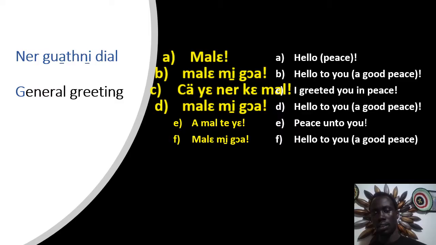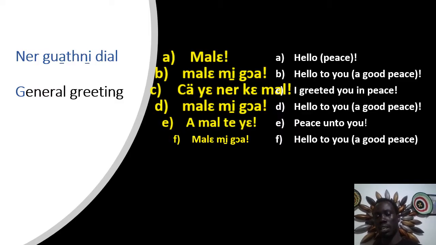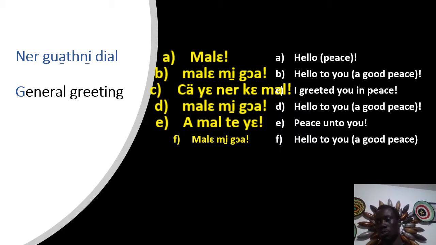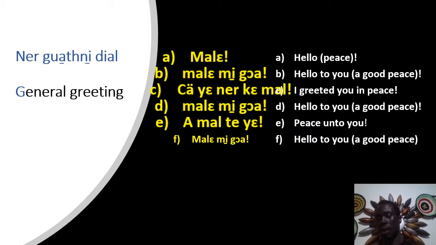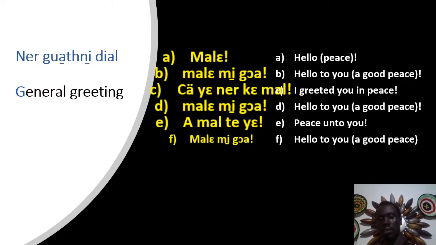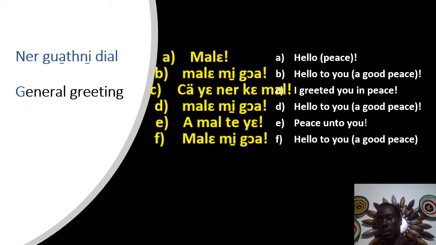Then someone might say Amalteye. Amalteya means peace unto you, or hello to you. Someone can just say hello to you or peace unto you. So Amalteya. But when you're saying this to one person, it is Amalteji. You say this to a gathering or a group of people, actually more than two people. Plural. So how do they respond? Male miga, a good peace.